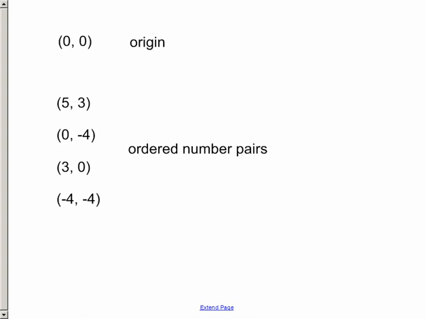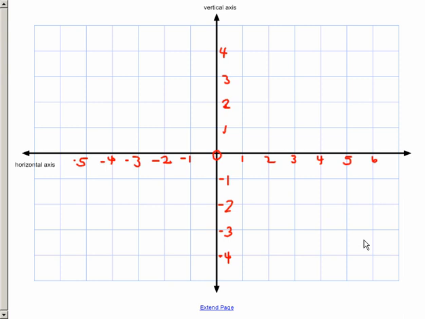So now I'm going to go back to my rectangular coordinate grid, and I'm going to plot that first point I had on the last slide, 5, 3. I'll get my pen and I'll use blue. So remember, we always go in the horizontal direction first. So that x-axis, we go over 5, and then we go up or down depending on a positive or negative. It was 5, 3. So my point is right there.